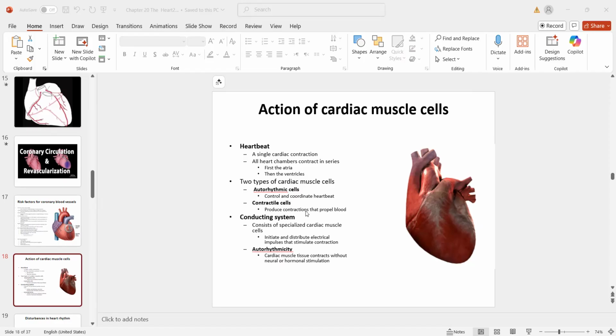Each heartbeat begins with an action potential generated by cells of the conducting system. This system is a network of specialized cardiac muscle cells that initiate and distribute the stimulus to contract. Unlike skeletal muscle, cardiac muscle tissue contracts on its own without neural or hormonal stimulation. This property is called autorhythmicity.